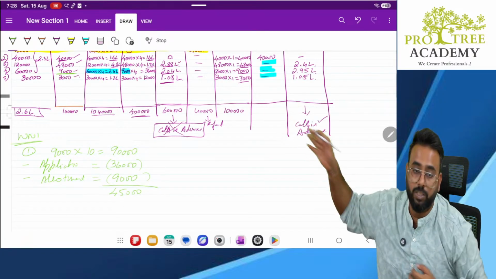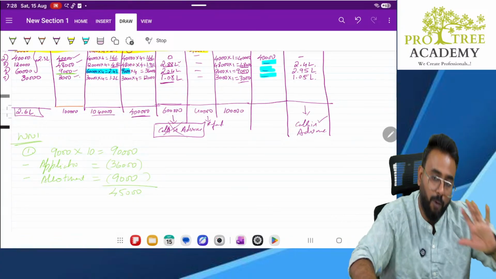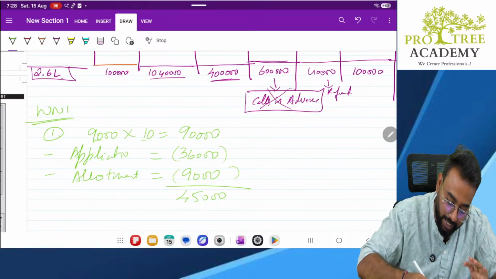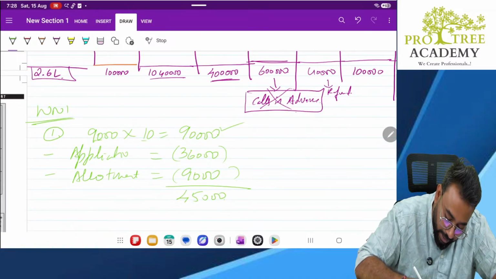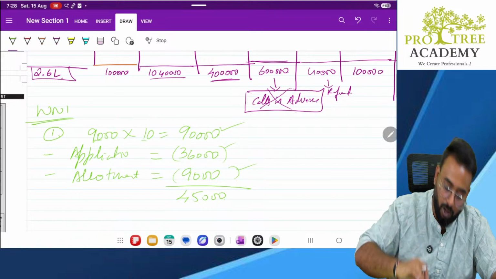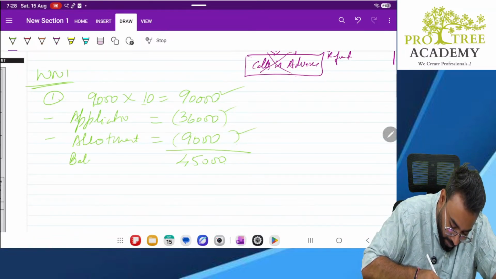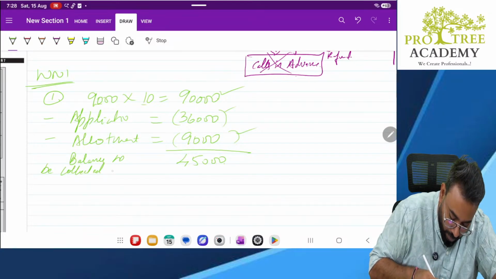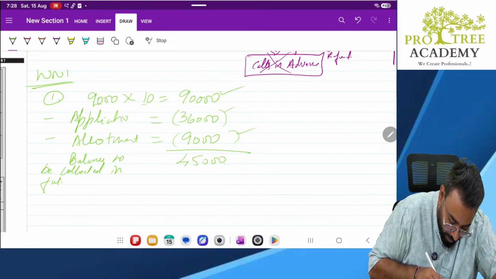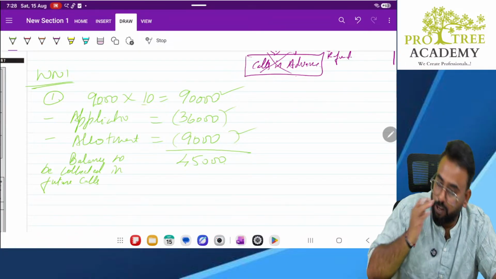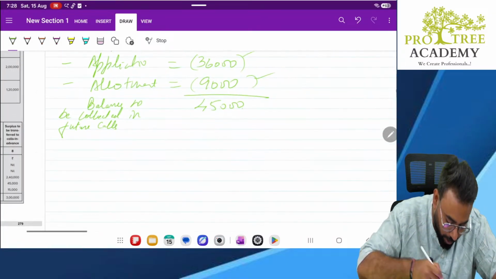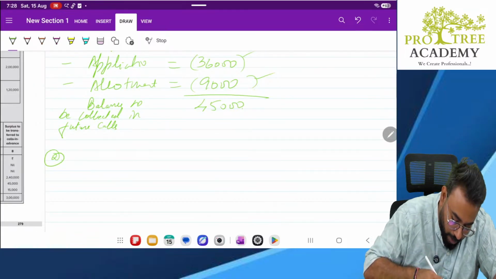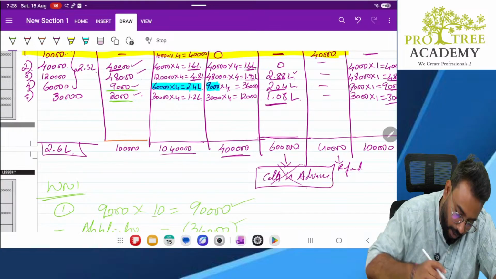So for these 9,000 shares which we have accepted and allotted, how much is the total amount that needs to be collected? The total amount that needs to be collected is 9,000 into 10 rupees each, 90,000. Out of which we have already collected 30,000 on application, 9,000 on allotment. How much is the balance collectible? Balance to be collected in future calls. How much? 45,000. Correct? Yes, sir. Correct. What are you trying to prove, sir? Wait, hold on. I'll tell you what exactly I am trying to prove. Next, this one. How many? 3,000 shares.